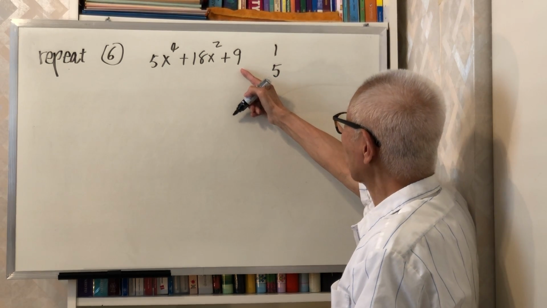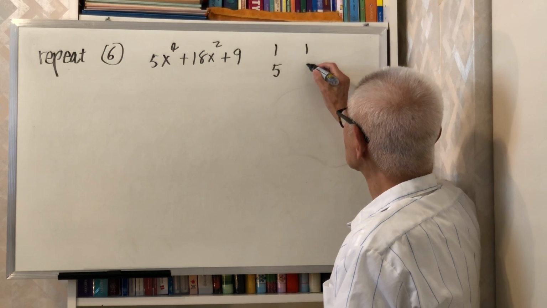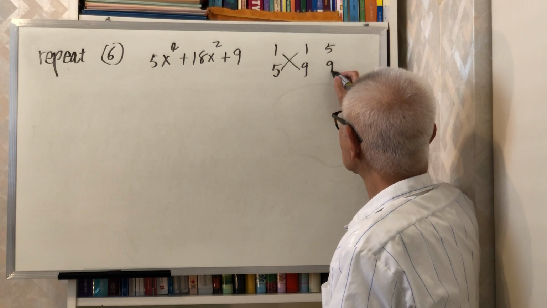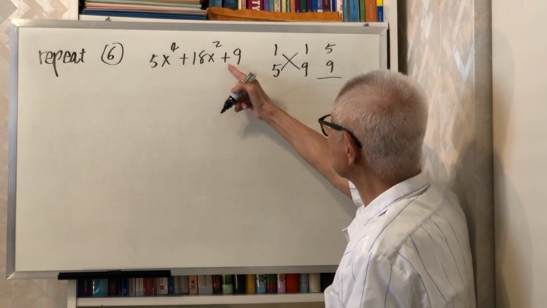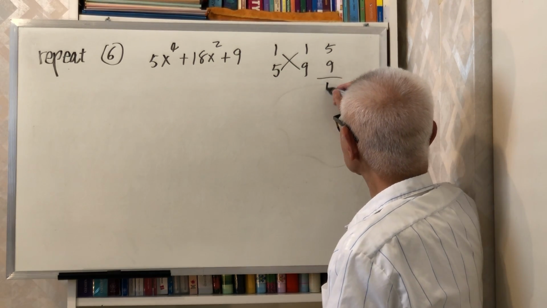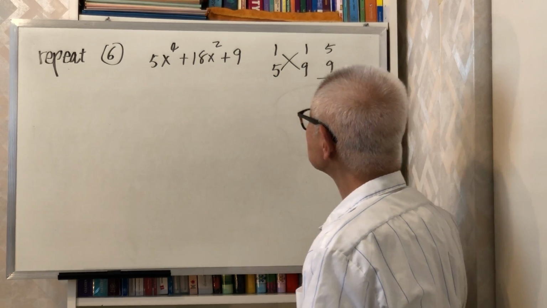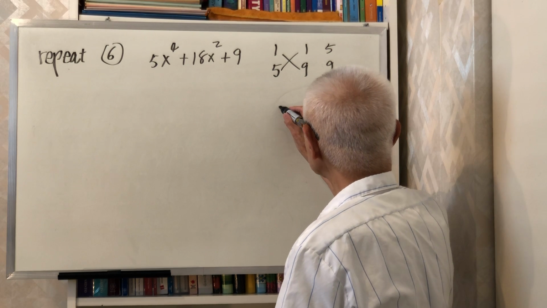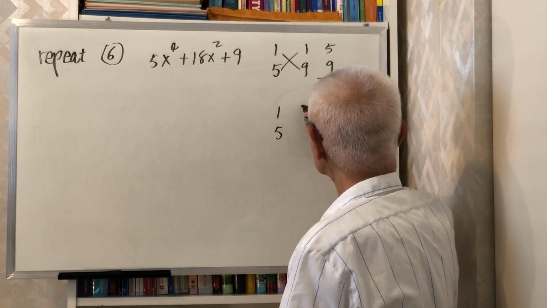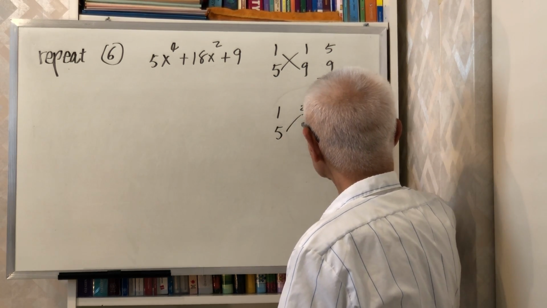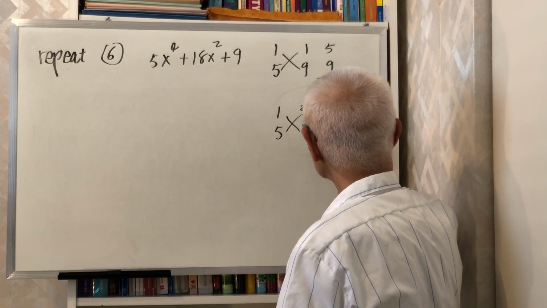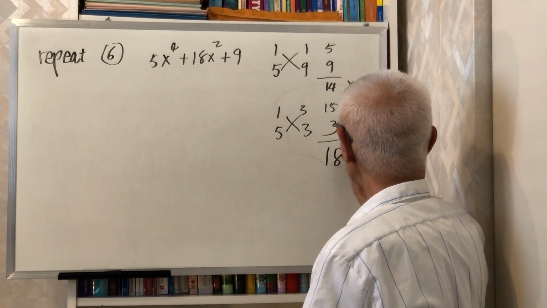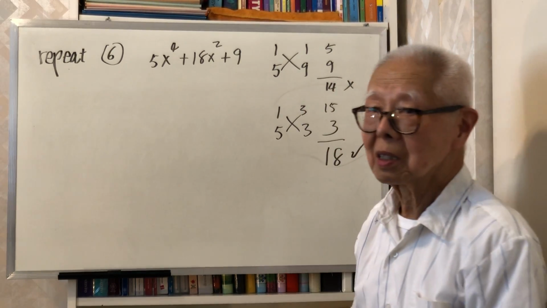9, you can write 1 times 9. Then cross. You add here, add 14. So that's not right. How about 3 times 3? You try 3 times 3 now. This 15, this 3, you need to add. I get 18. See? I get 18.